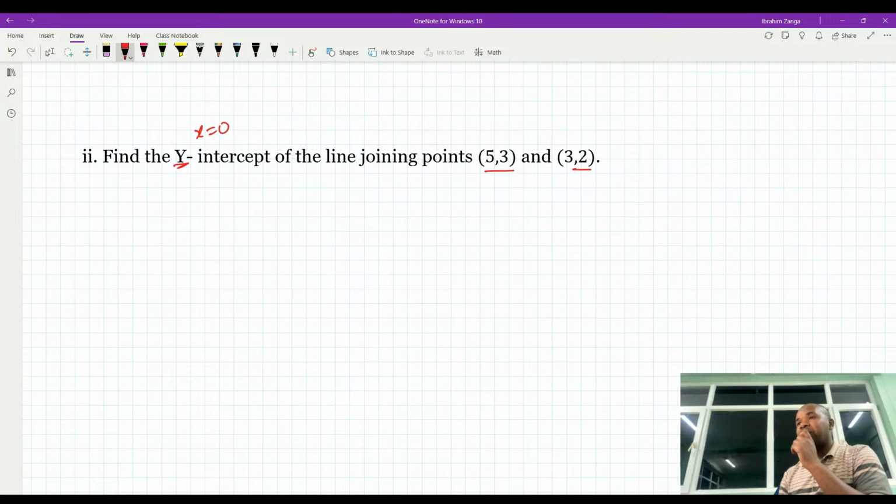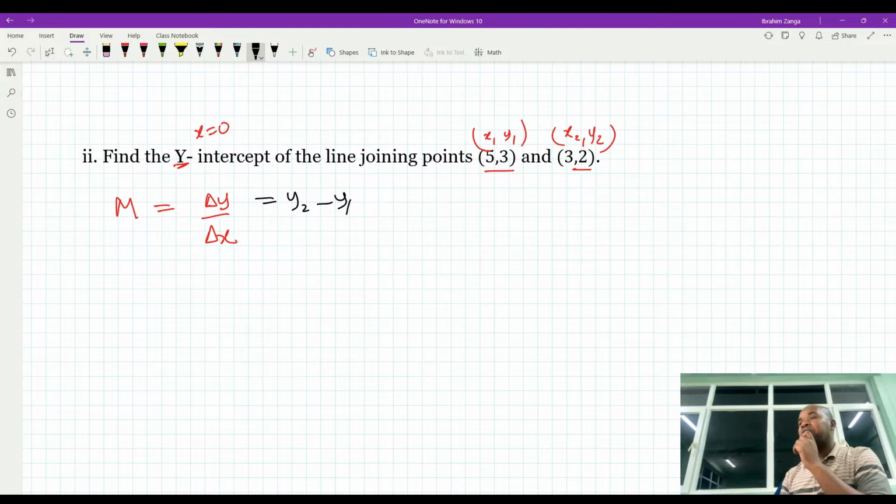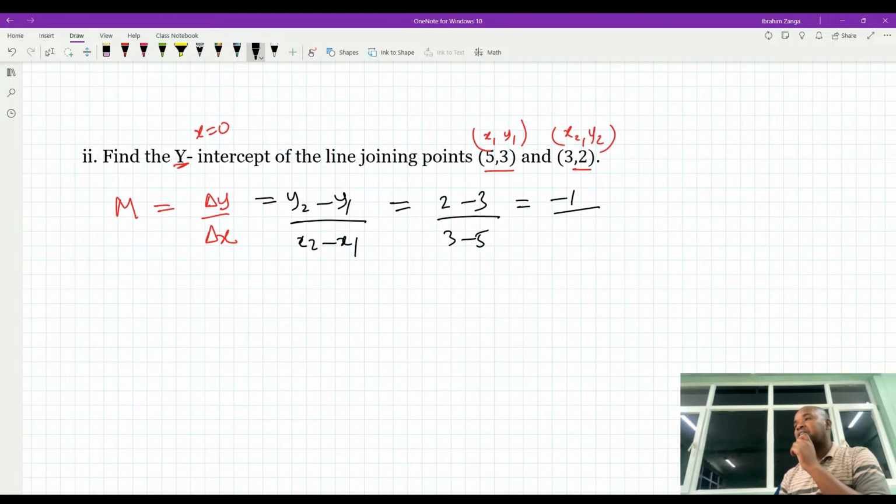So we start. I'm going to define these points, and I'm going to consider this to be again x1, y1, and the second point x2, y2. First of all, we are going to find the slope, change in y over change in x. So I'll be taking y2 minus y1 over x2 minus x1. This is equal to 2 minus 3 over 3 minus 5. You have negative 1 over negative 2. Eventually you get 1 over 2.